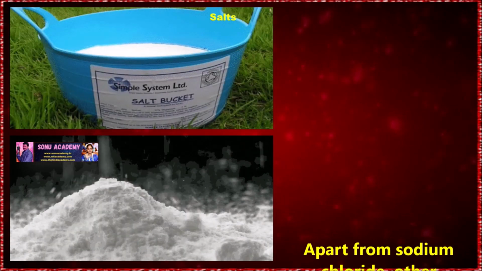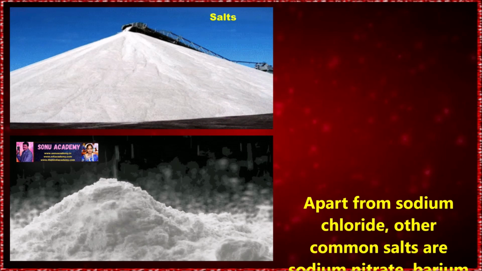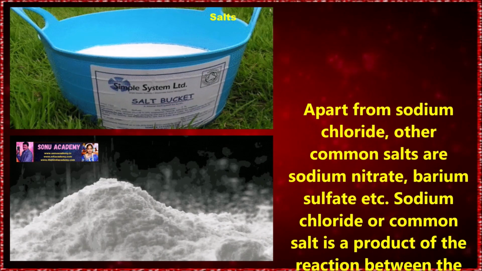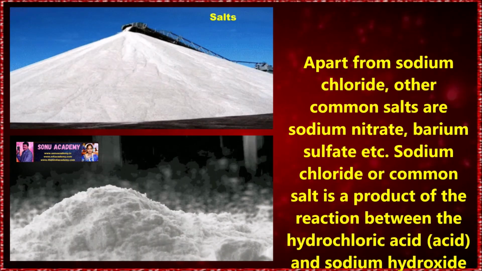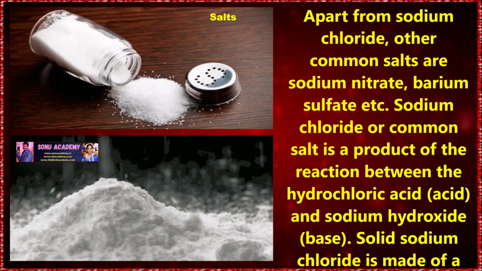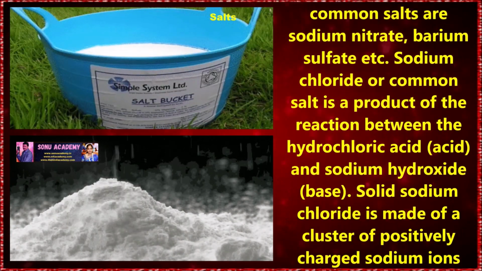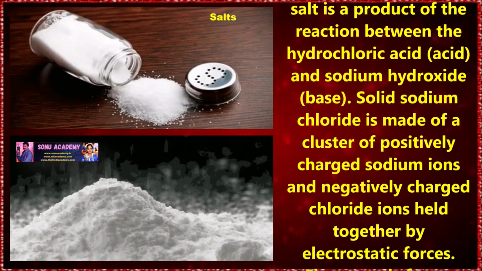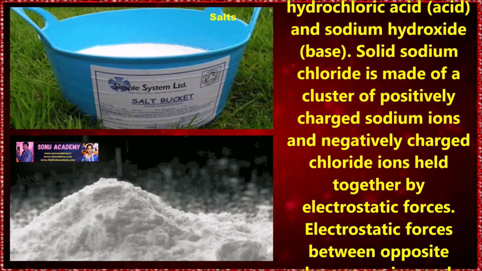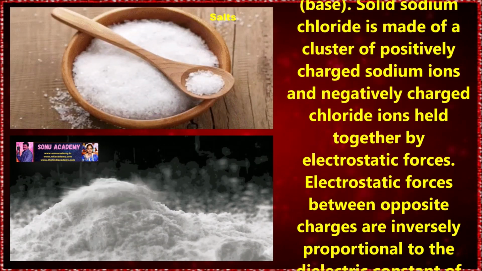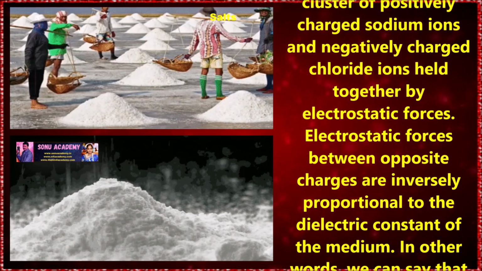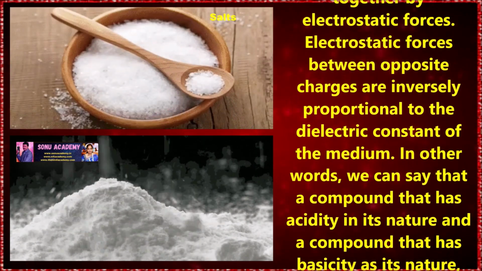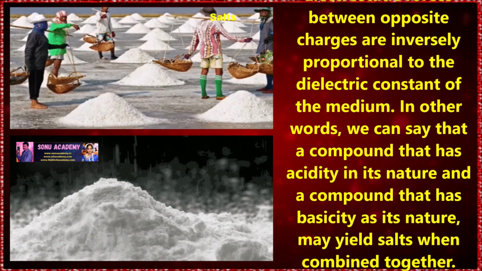Children, now let us discuss salts. Apart from sodium chloride, other common salts are sodium nitrate, barium sulfate, etc. Sodium chloride, or common salt, is a product of the reaction between hydrochloric acid, an acid, and sodium hydroxide, a base. Solid sodium chloride is made of a cluster of positively charged sodium ions and negatively charged chloride ions held together by electrostatic forces. The electrostatic forces between positive charges are inversely proportional to the dielectric constant of the medium.